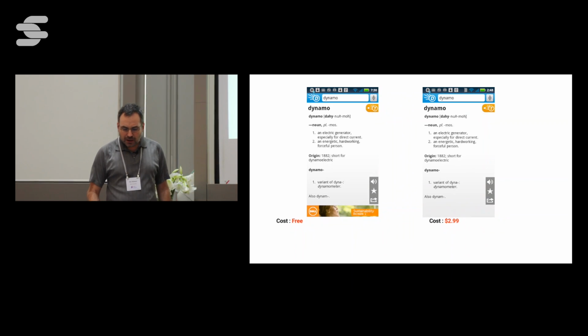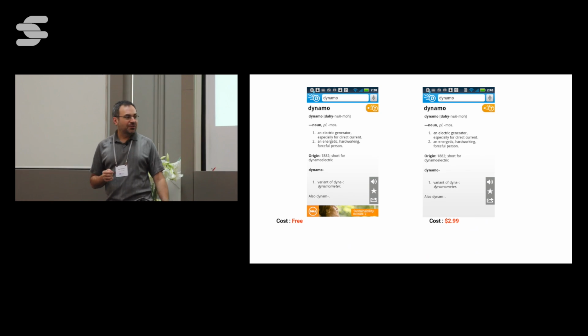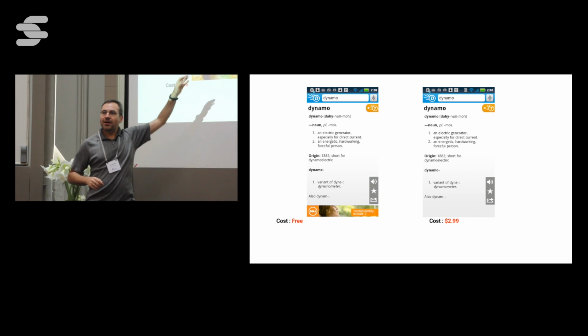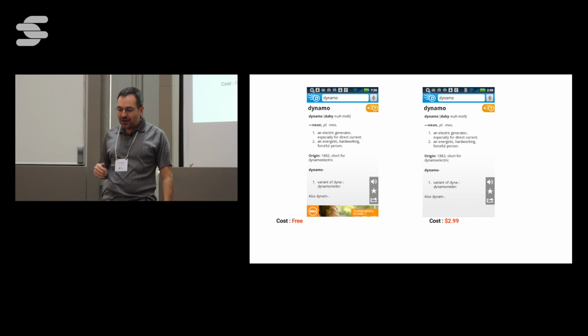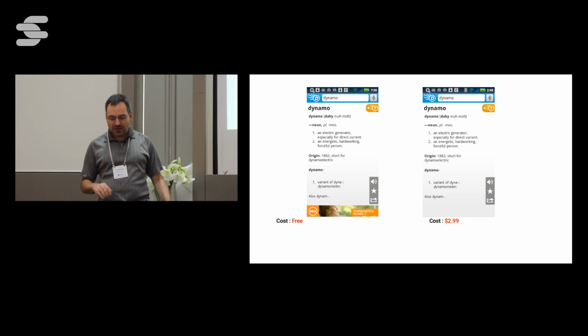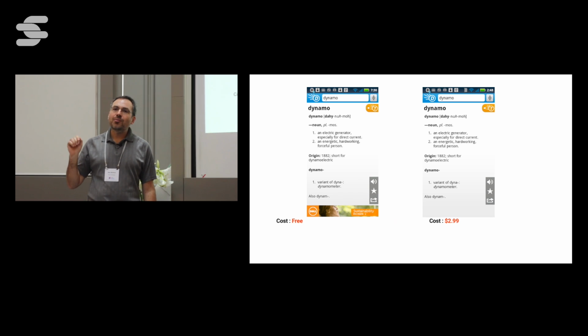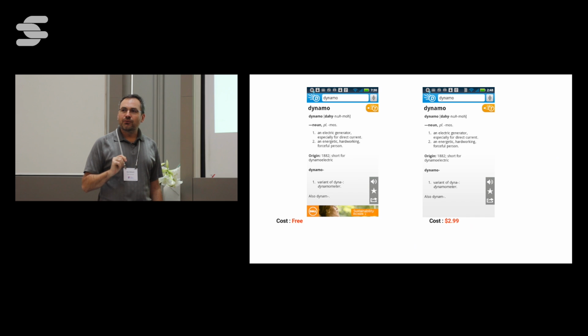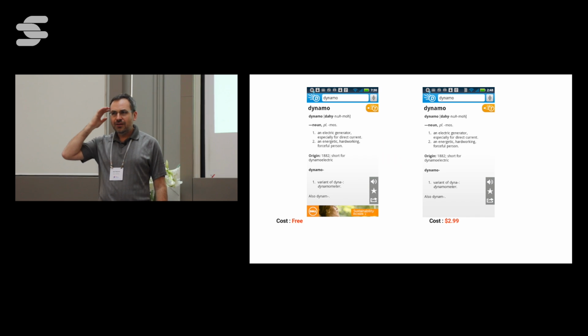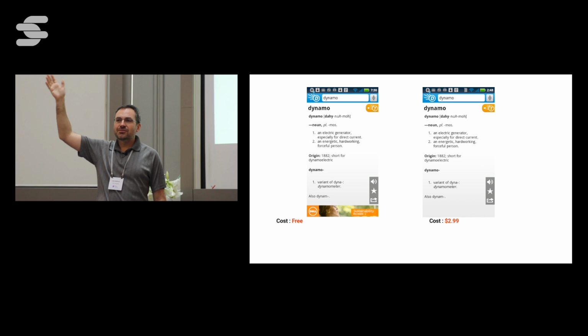So, ads. Let's start with ads. On the left is a dictionary app, which is free, and there's an advertisement at the bottom. On the right is the same dictionary app, and it costs $3 US. No advertisement. Everybody take a guess. How many installs are there for the pay version? Have a number in your head? What do you think? Shout out a number.